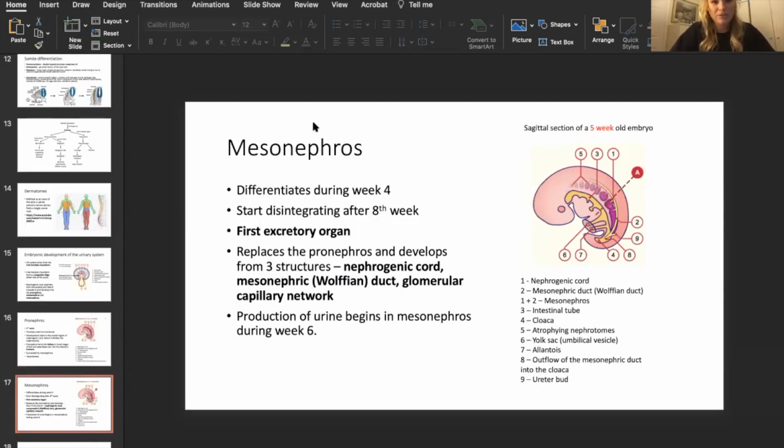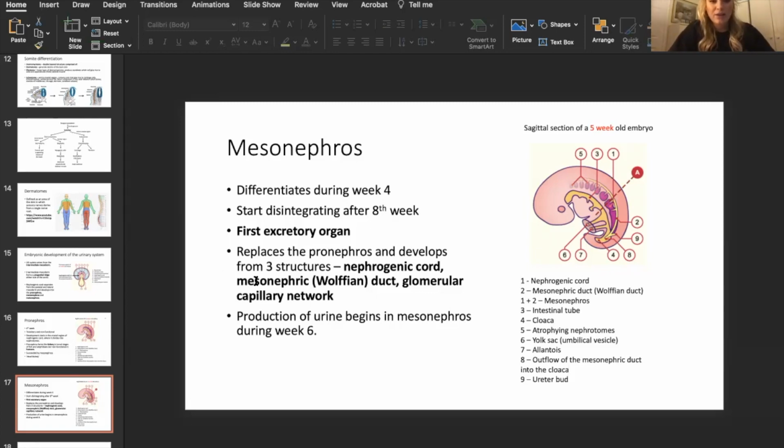So then we move on to the mesonephros. This differentiates during week 4, and it basically just takes over from the pronephros. Again, we can see on this image, it's developing further down the central axis of the embryo now. And it's classed as a first excretory organ. So it's like a very, very rudimentary kidney, basically.